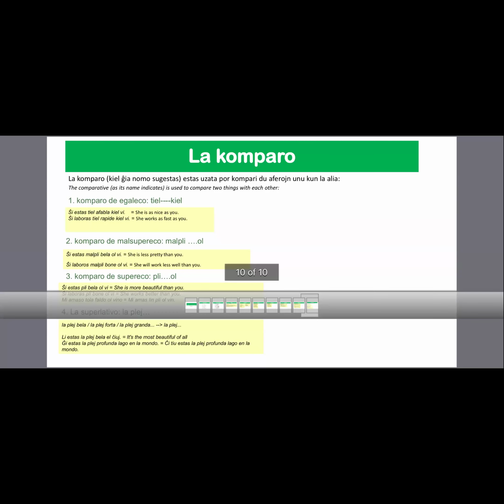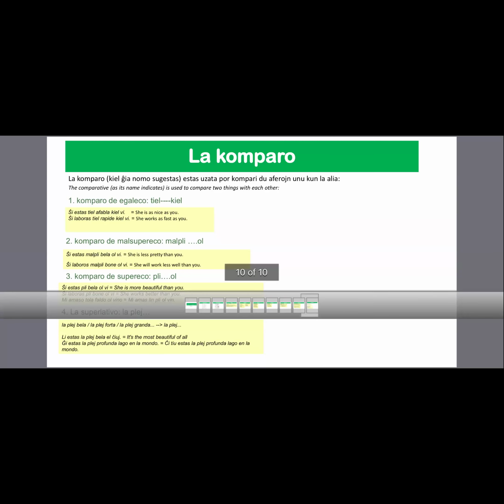TLKL. So we have the comparison of equality. So the first one, let me take an example. She esas tiel afabla KLV. She's nice. She's as nice as you.